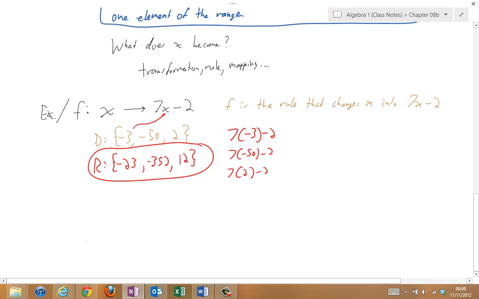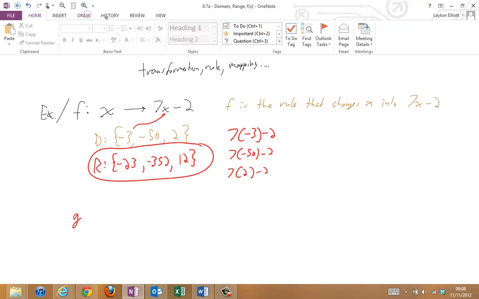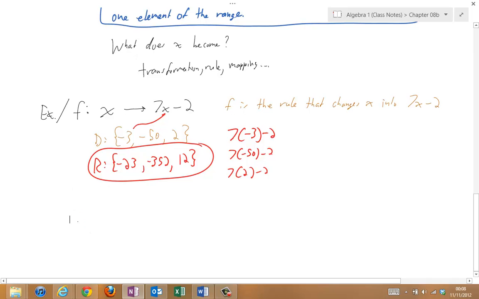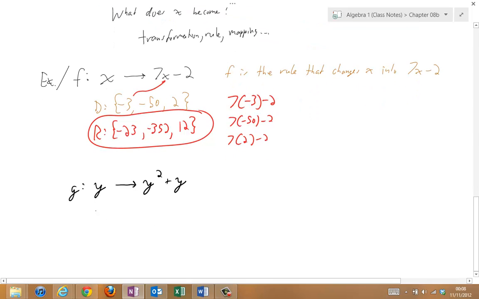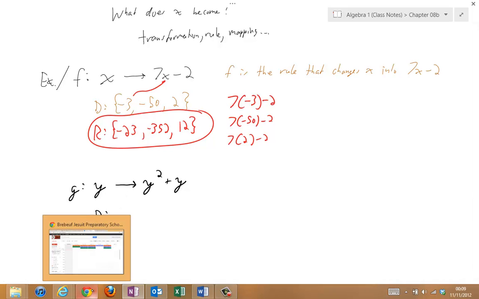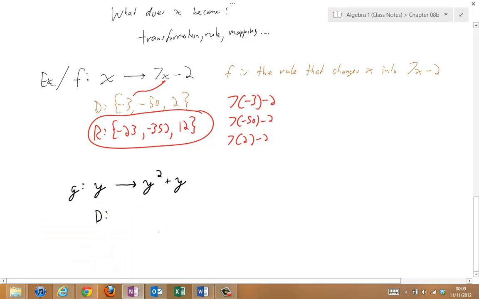Now, I don't have to use the letter f. I could use another letter, like g. And I could say that g is a different rule. Maybe g is the rule that says to take the number y and change y into y squared plus y. Well, regardless of the fact that I'm using y and not x, the way that this is written says that we're going to change one number into another number. So it really doesn't matter what variables we use, the concept's the same.